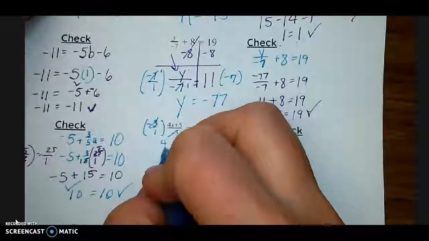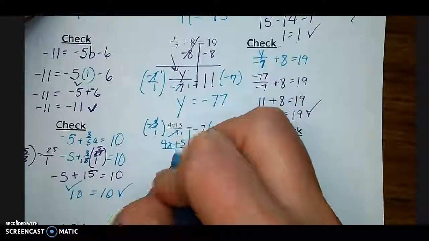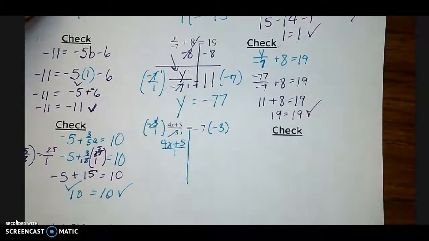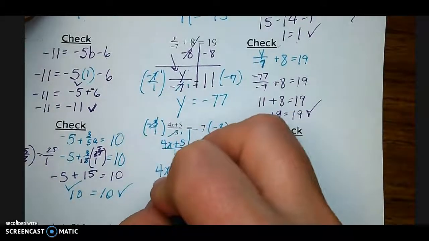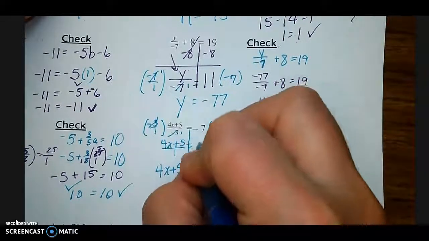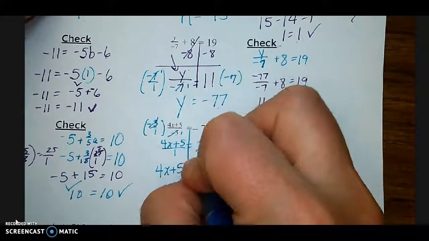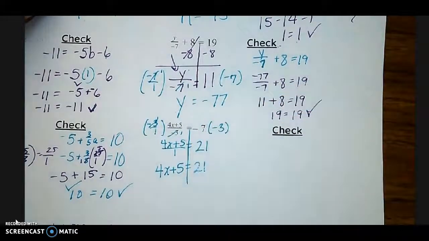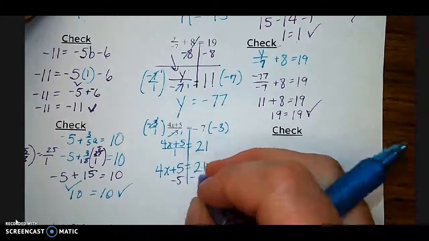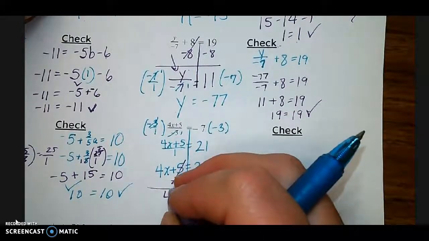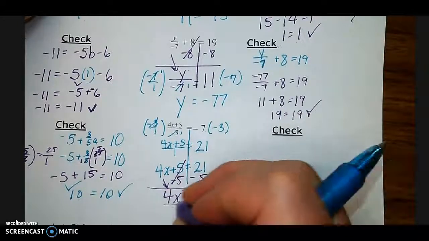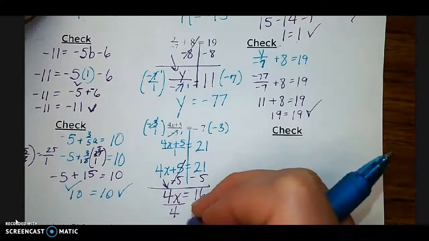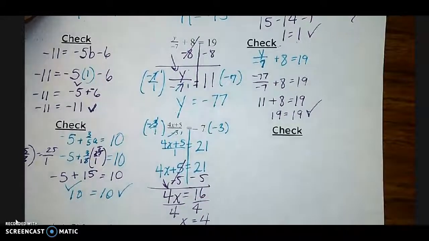So these cancel out to 1s, and then I'll have 4x plus 5 over 1. But anything divided by 1 is itself, including this expression. So that's really just 4x plus 5. And over here we've got negative 7 times negative 3, which is just positive 21. Now I'm going to subtract 5 from both sides. Additive inverses cancel out. I bring down the 4x, divide by 4, and I get x equals 4.